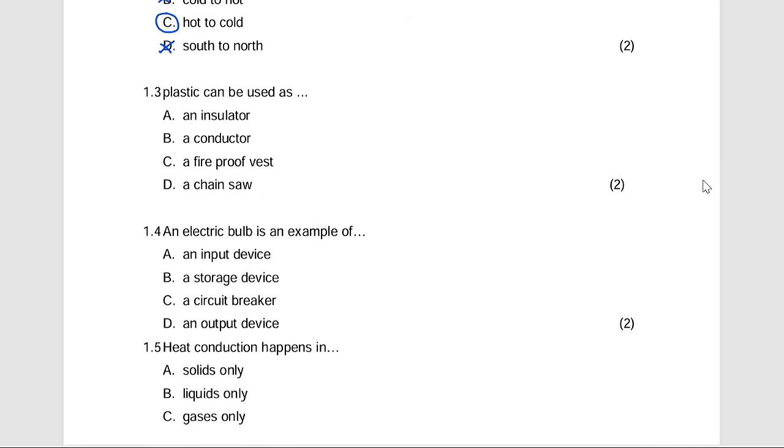Then 1.3 says, plastic can be used as, let's look at our options there. Insulator, I will circle this one. Then a conductor, a plastic does not conduct electricity. Then a fireproof vest, it cannot be a fireproof vest because it can easily bend. A chainsaw is also incorrect. So our correct option there is an insulator.